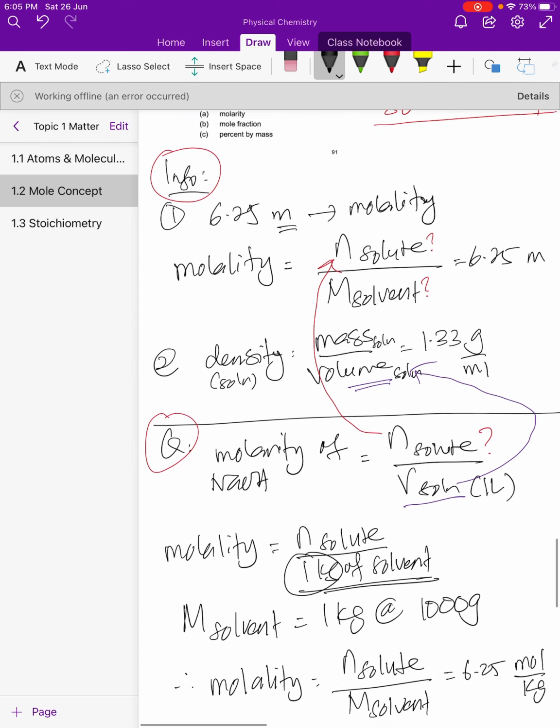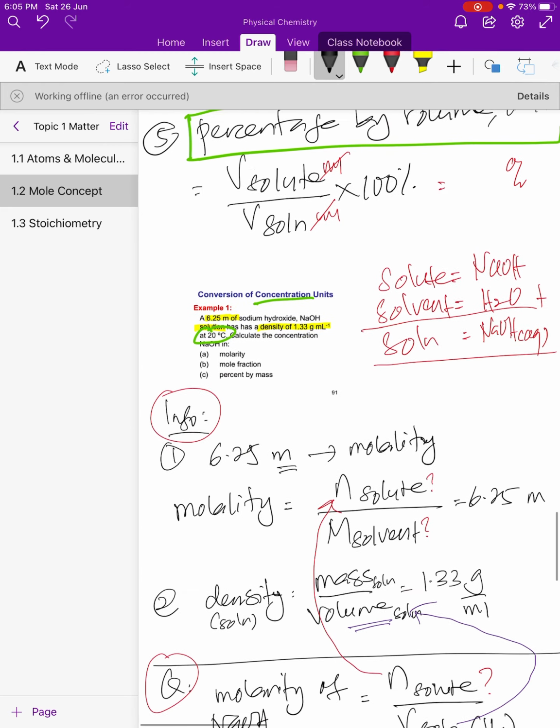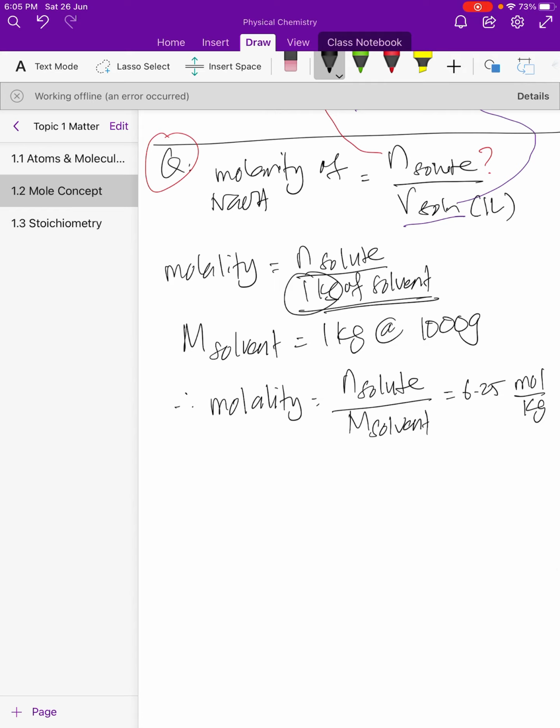We can use mole per kg, or we can use molal, or we can use small m. So I convert the small m into mole per kg. Now I substitute the values. Mole of solute divided by 1000 gram, or okay, we use kg, easier. We use just 1 kg. 1 kg based on definition equals 6.25 mole per kg.